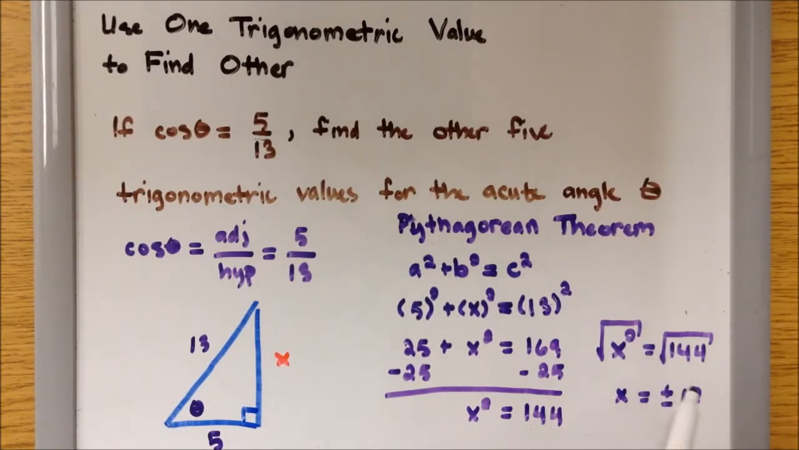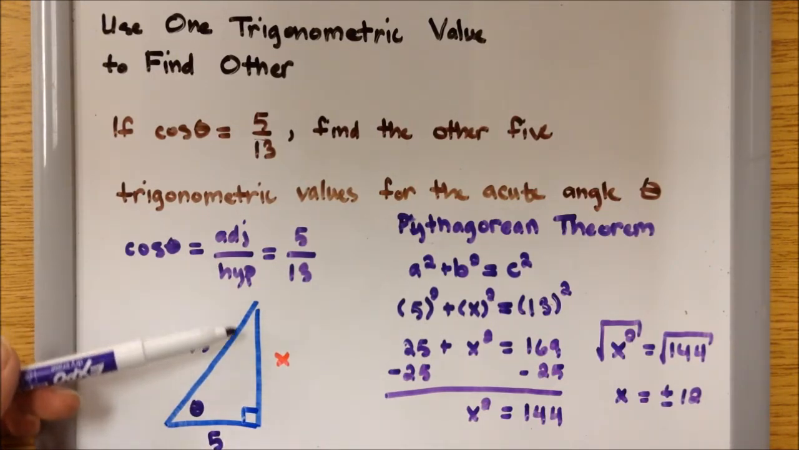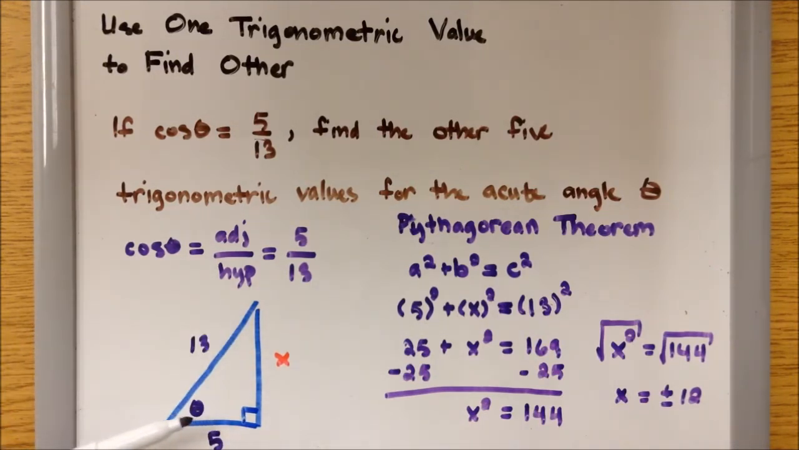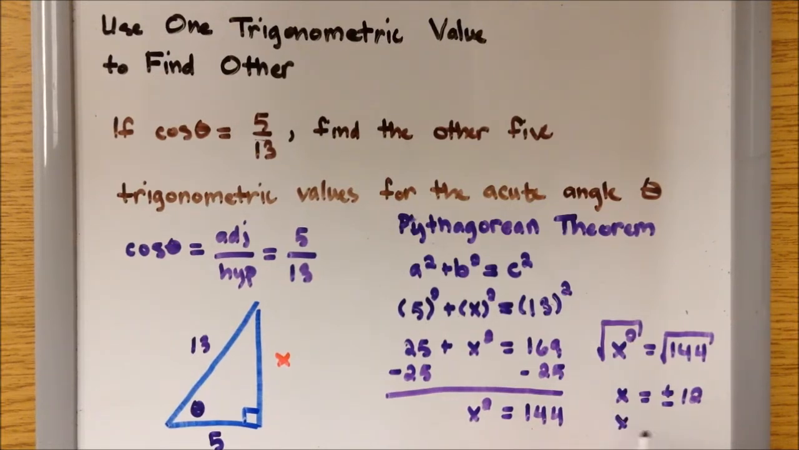Now, whenever you do a square root of a number, you have to keep in mind that sometimes you have two answers, a positive 12 and a negative 12. When we're dealing with the length of a side, any measurement of length will always be a positive number. So in this case, x will be positive 12, and we can just ignore the negative 12. So here, x is positive 12. That's how you apply the Pythagorean Theorem to find your missing side.